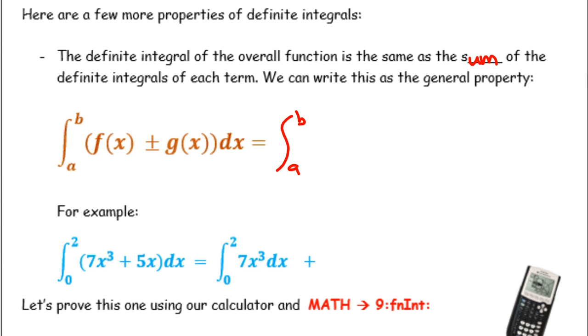So in general, f of x is the first function, dx, and then you could write plus or minus in the middle, plus or minus the integral of the other thing, which is g of x. And it's still the same boundaries.